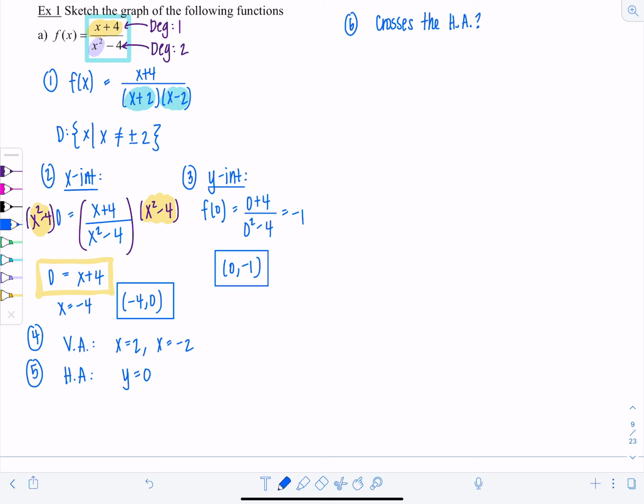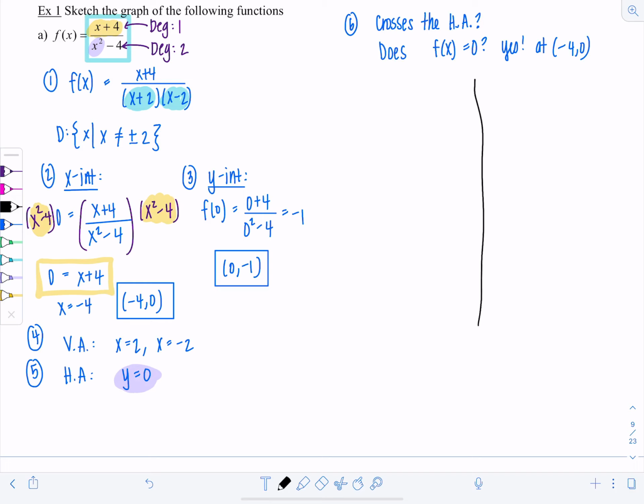I don't know. If it does, that would mean that at some point, my function would need to equal 0, right? Since the horizontal asymptote, the equation is y equals 0. If my graph were to cross it, then I'm really asking myself, does f of x ever equal 0? Well, yes, we found the x-intercepts at -4, 0. So it does cross. Oh, wow. That won't always work out that way, so don't worry. I'll show you more examples.